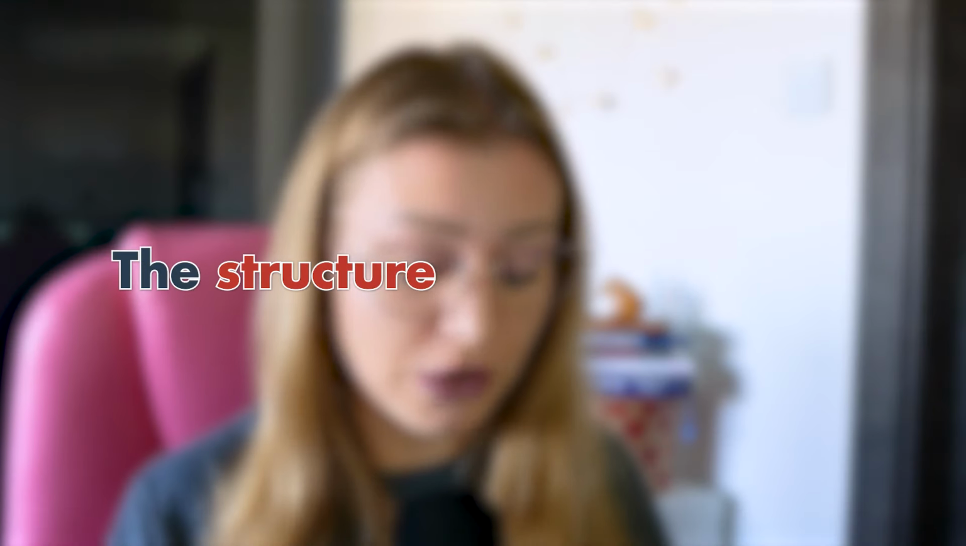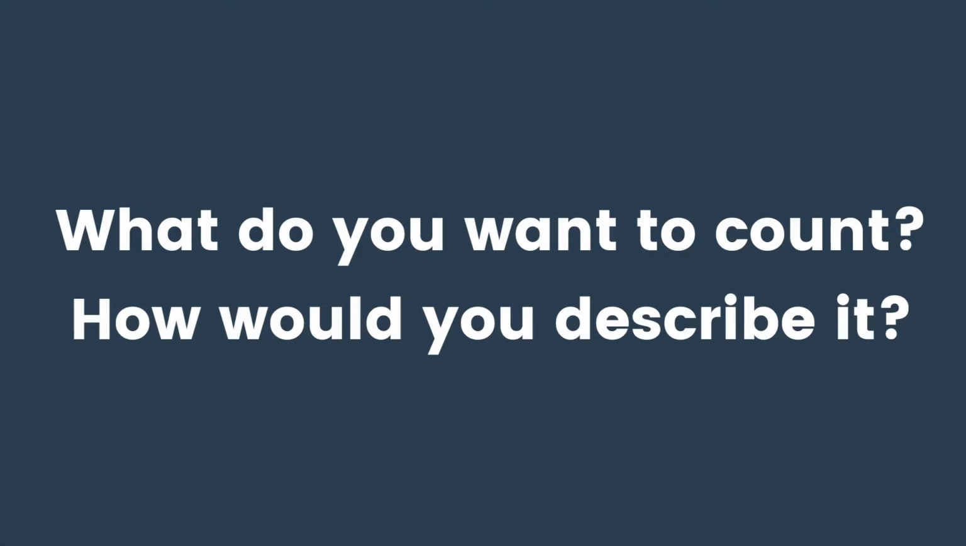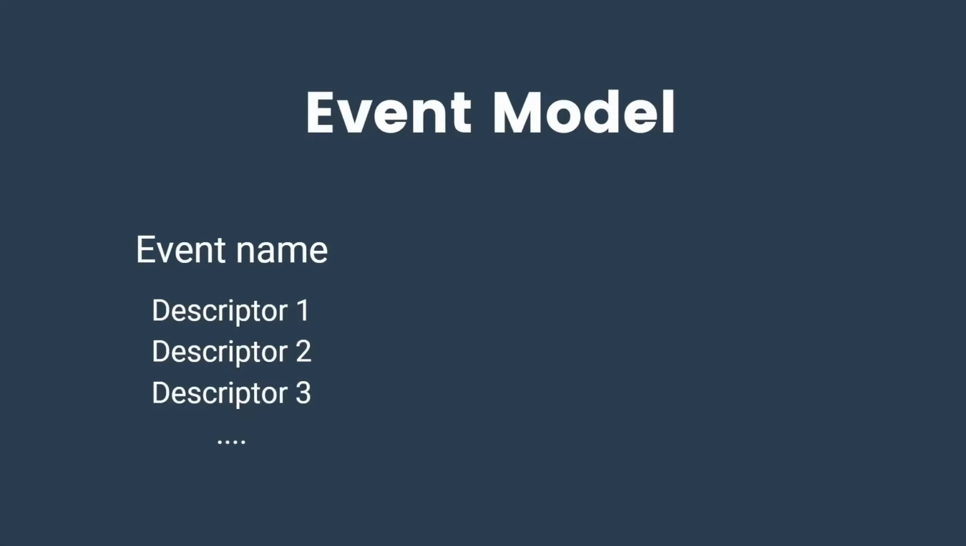When it comes to GA4, before you implement any events, it is crucial to understand the structure of those events. What do I mean by this? You should always start with 2 questions. What do you want to count, and how would you describe it? And this is exactly the structure of events in GA4. So here we have the new event model, and we have the event name and some descriptors. So these are additional data points that describe our events better.